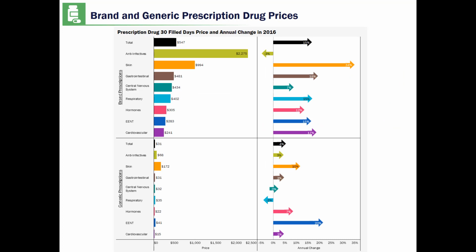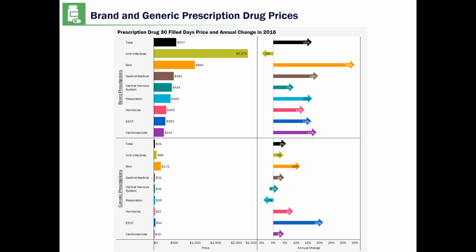And then we just wanted to have another look at brand prescription drug spending and generic spending together. So focusing on the average price for 30 fill days, and then the specific growth rate in 2016, you can see for anti-infectives, there was actually a small price decline.